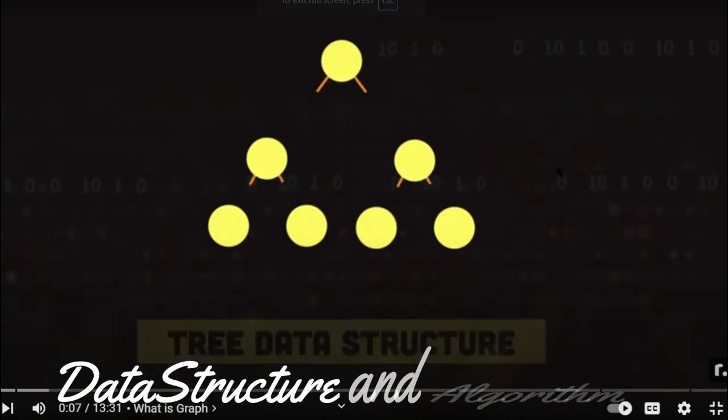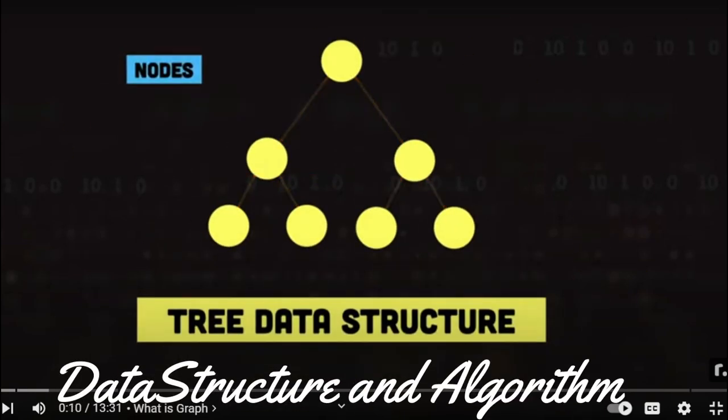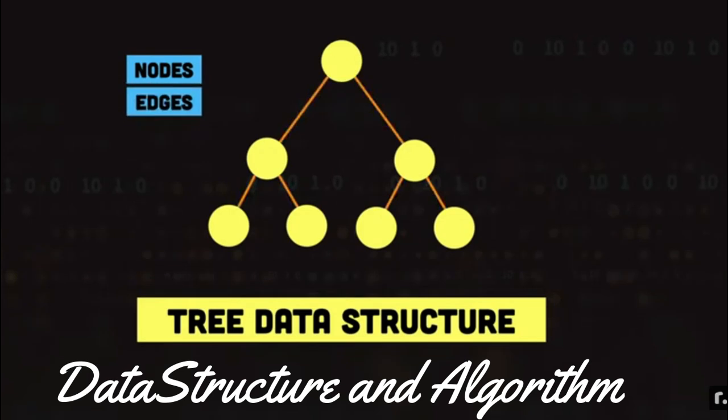data structure, where we have nodes, and these nodes are connected with the help of edges. We also have a root node, which is the starting point of the tree, and this is the node where we always start reading the data in the tree.